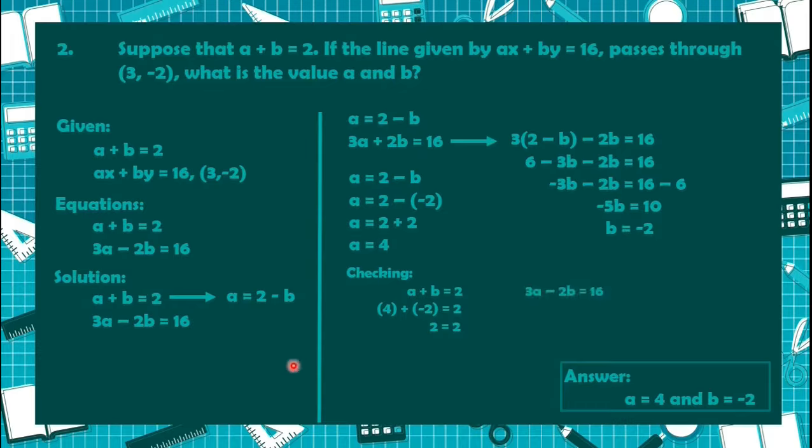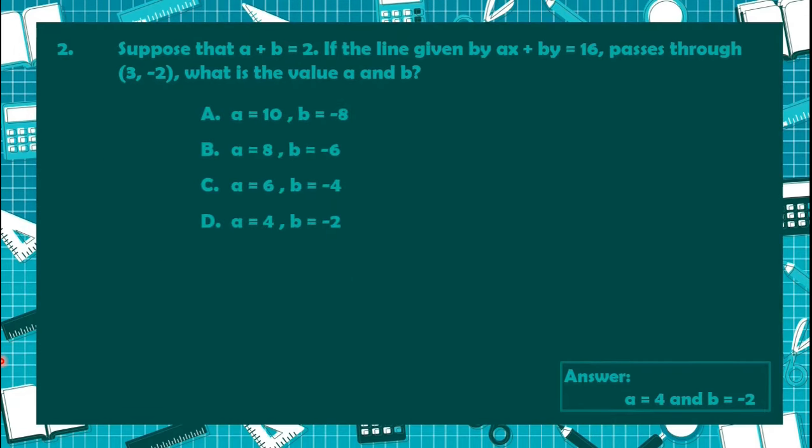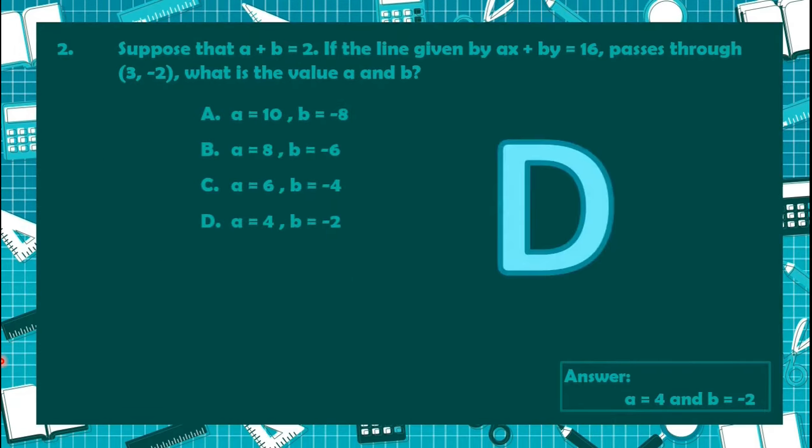Let's go with this equation, 3a minus 2b equals 16. Then 3 times 4, our value of a, minus 2 times negative 2, our value of b, equals 16. 3 times 4 equals 12. Then negative 2 times negative 2 equals 4, so 12 plus 4 equals 16. Then 16 equals 16. So this solution satisfies this equation. So for this item, our final answer is letter D.